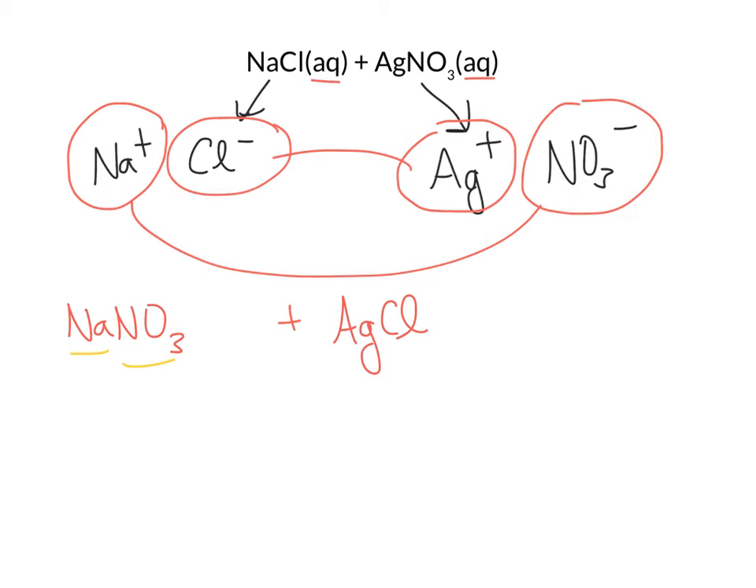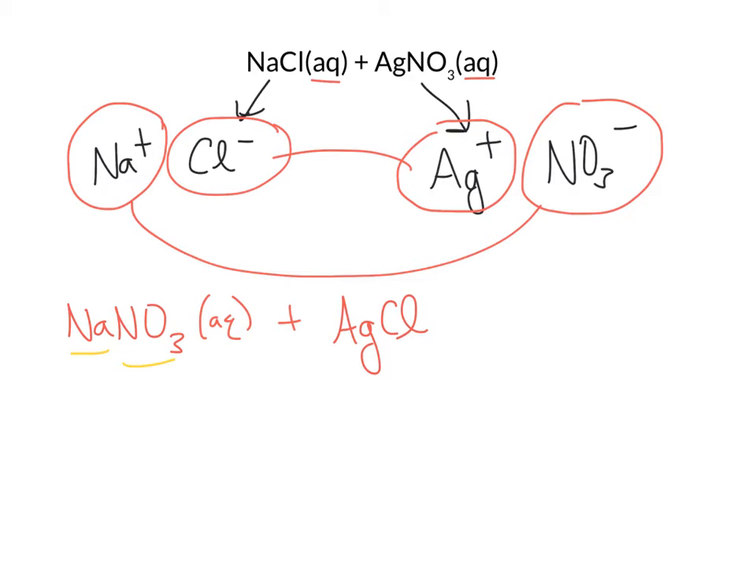So both of those rules are telling you that sodium nitrate is soluble. You actually only need one of those to know that it is soluble. But it tells you it's a soluble ionic compound. So we write that as aqueous, because since it's soluble, it dissolves in water and becomes aqueous.